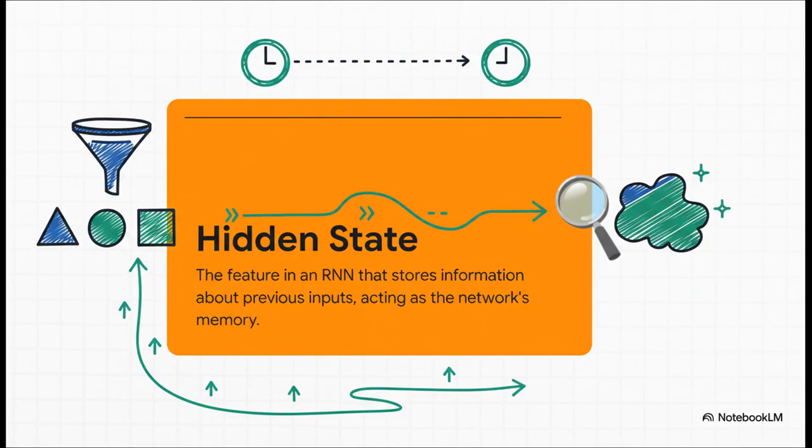All right, so this memory mechanism we've been talking about, what's the technical term for it? It's called the hidden state. This is the part of the network that the information actually loops back into. You can think of it as the RNN's working memory, or its scratch pad, that's constantly being updated with a summary of everything it's seen so far.